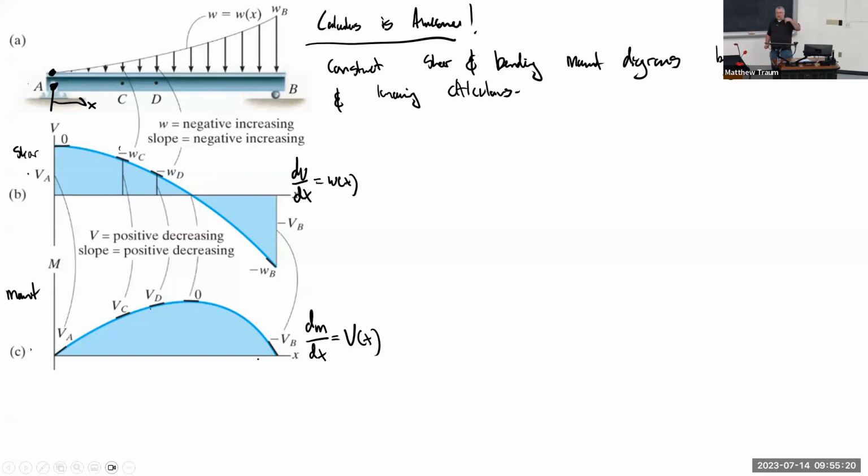So hopefully you're seeing what I'm trying to convey, which is the idea that if you look at the loading function and integrate it in your mind, remembering that the derivative of the shear diagram is the loading diagram, and then integrate it again in your mind, remembering that the derivative of the moment diagram is the shear diagram, you can just by construction back out what all these different diagrams look like.